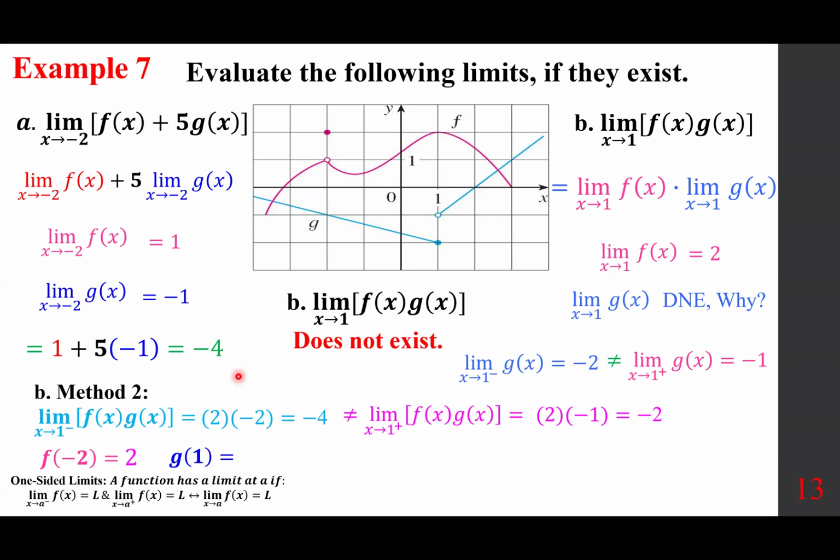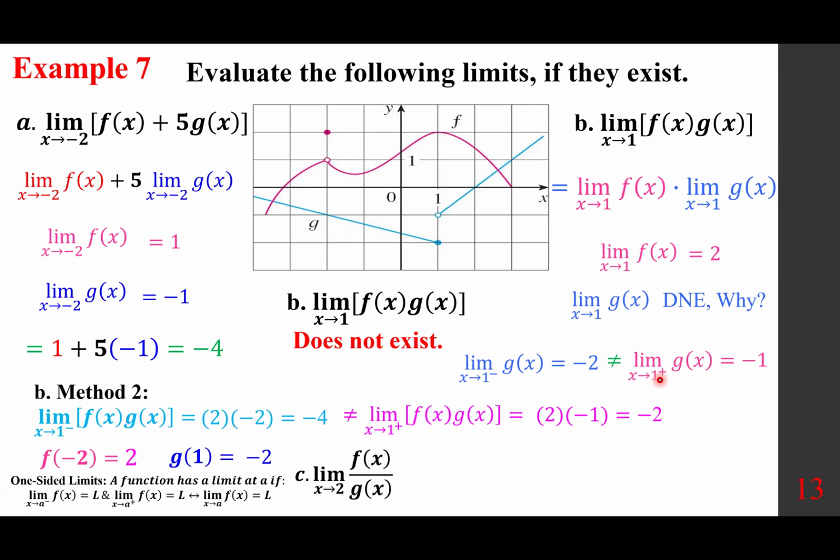G of 1, we mean the blue function. At 1, you look for a solid point, and this point has a y coordinate -2. And you can think of this as continuous from the right, in case anybody is interested.